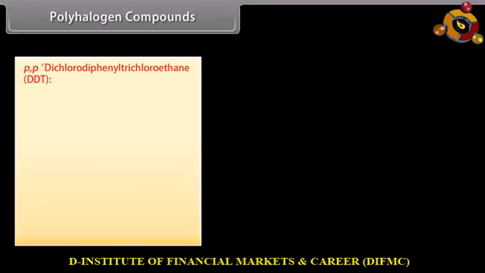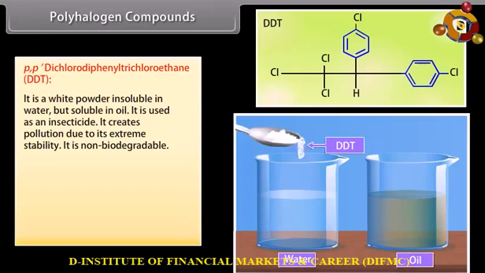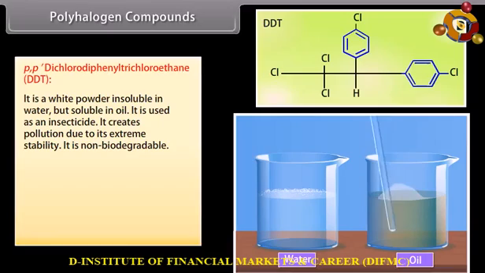p,p'-dichlorodiphenyltrichloroethane, DDT. It is a white powder, insoluble in water, but soluble in oil. It is used as an insecticide. It creates pollution due to its extreme stability. It is non-biodegradable.